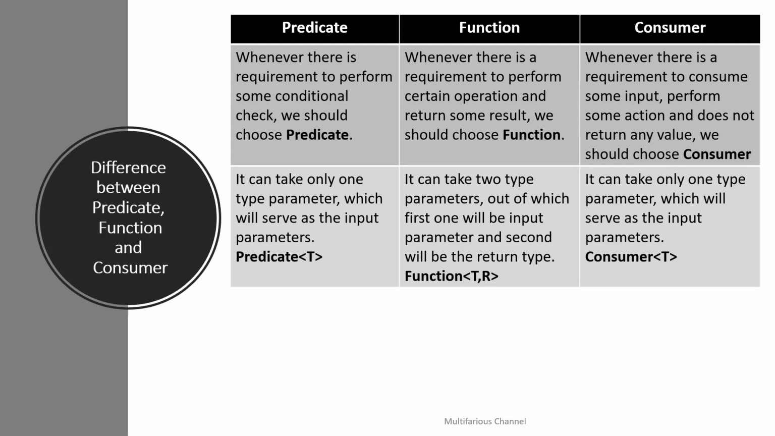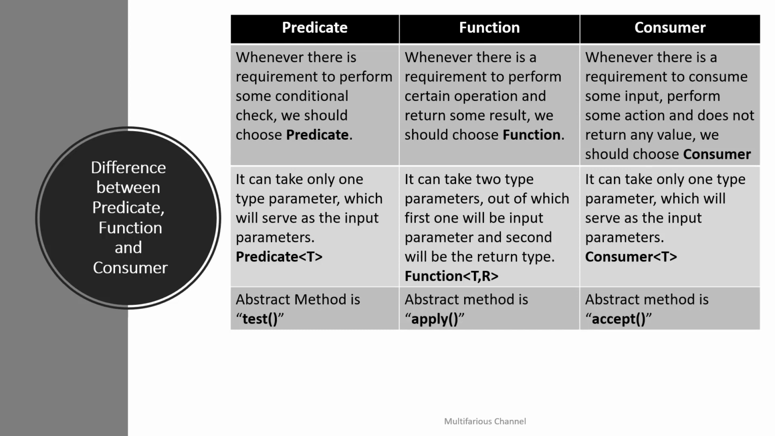When it comes to function, it can take two type parameters, out of which the first one will be the input parameter and the second one will be the return type. So a typical function is written as Function T comma R. When it comes to consumer, it can take only one type parameter, which will serve as the input type parameter for the consumer. So consumer is written as Consumer of T.